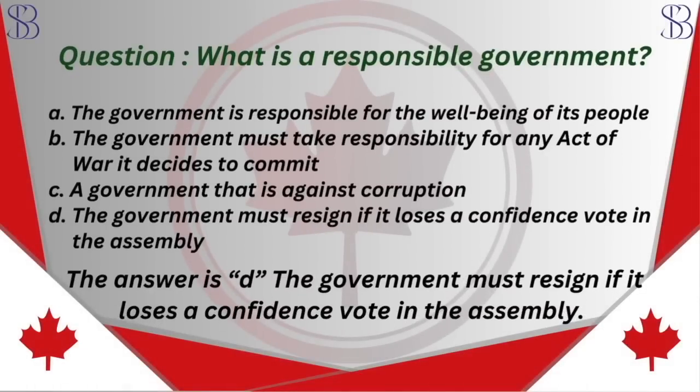Question. What is a responsible government? A. The government is responsible for the well-being of its people. B. The government must take responsibility for any act it decides to commit. C. A government that is against corruption. D. The government must resign if it loses a confidence vote in the assembly. The answer is D. The government must resign if it loses a confidence vote in the assembly.